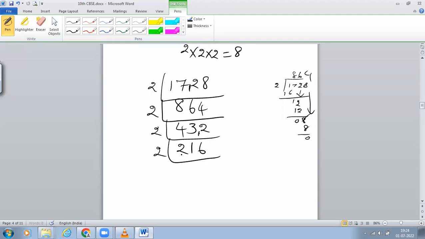What will we get? In 2, 108. Listen, ma. See here. In 2, 2 1s are 2. In 1, we cannot divide by 2. So 1 is not divisible by 2.